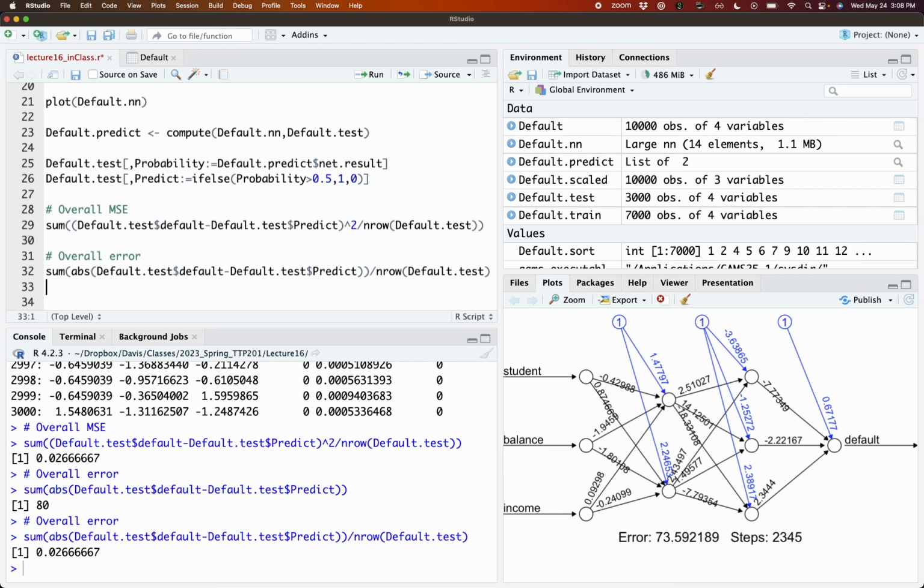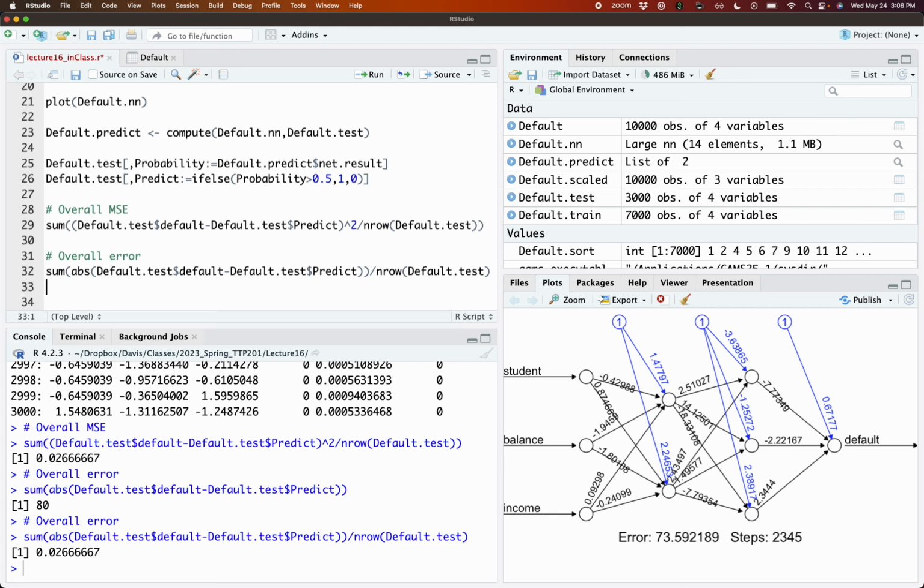It's pretty good. Why is it pretty good? So you're predicting wrong 80 times out of 10,000. Okay. It's pretty good because it's 80 out of 3,000, because it's the test set. So we're saying it's pretty good because it has a 2.7% fail rate.